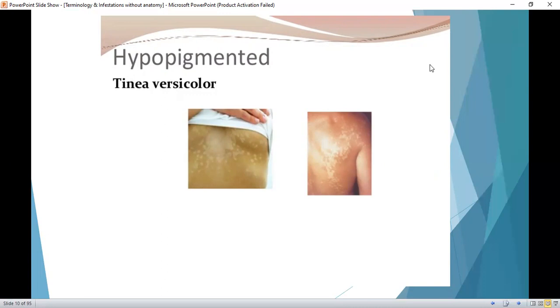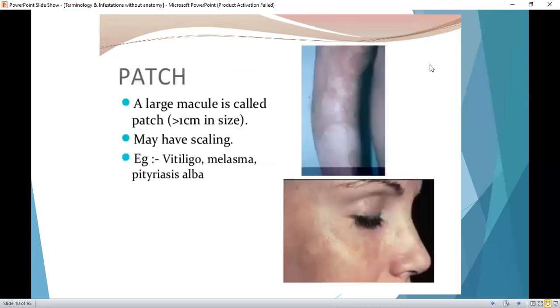You're going to understand all these terms once you have gone through all the lectures. Right now, they may seem a little bit difficult to you, but later on, you will be able to understand. Tinea versicolor is basically a fungal infection.